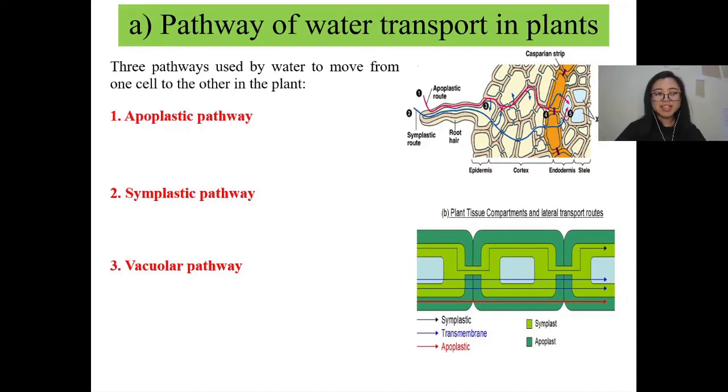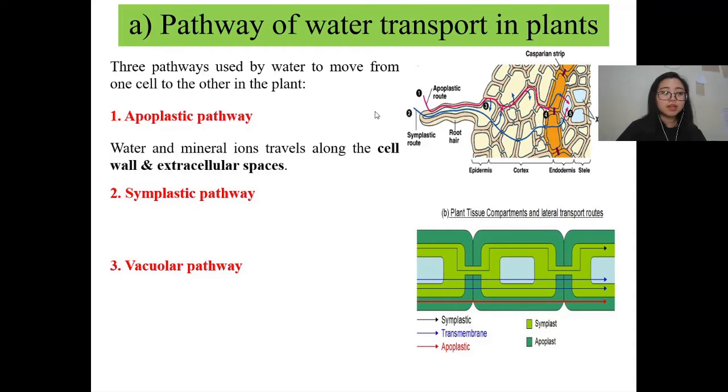Okay, so let's have a look at the pathway of water transport in plants. There are three pathways that are used by water to move from one cell to another when it enters the plant. The first is the apoplastic pathway, which is when water and mineral ions travel along the cell wall and extracellular space. So air itu dia akan menyisip-nyisip, dia masuk dan melalui cell wall, tidak masuk cytoplasm.